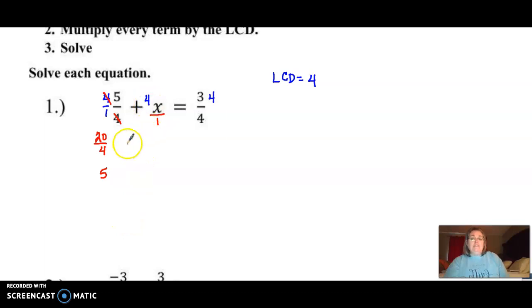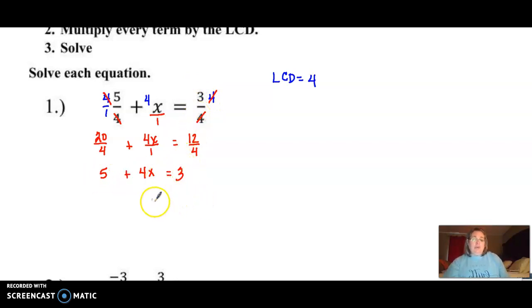In the second one, when we multiply 4 times x, we get 4x/1, which is the same as just saying 4x. And then in the same one, we multiply 3 times 4, which gives us 12/4, which we know reduces to be 3. If you notice at the beginning, if we found the LCD, the least common denominator, all of the denominators should divide into that number. If they don't, we picked the wrong number. And that leaves us with just 3.